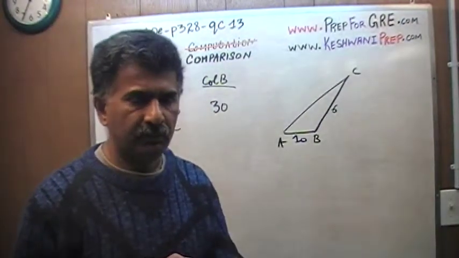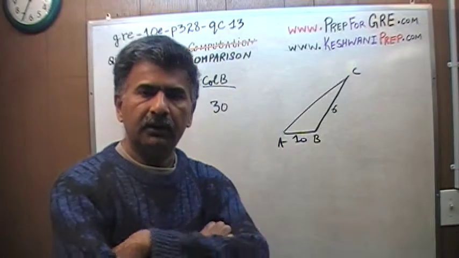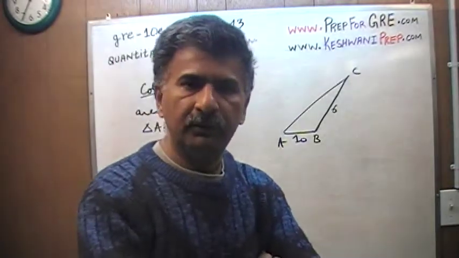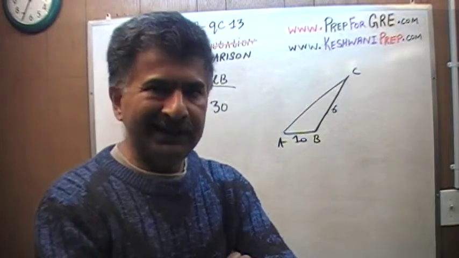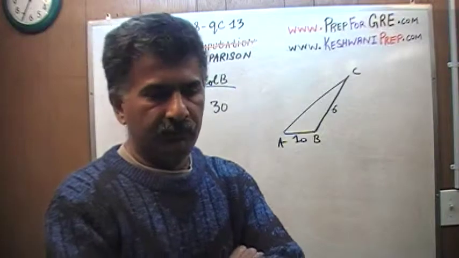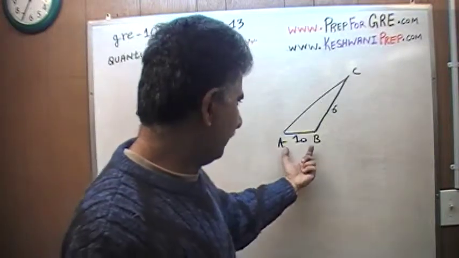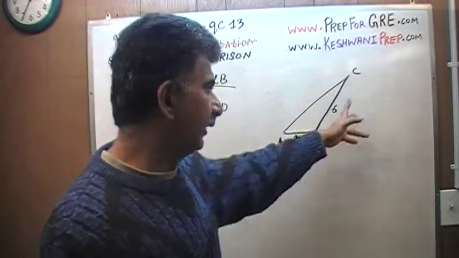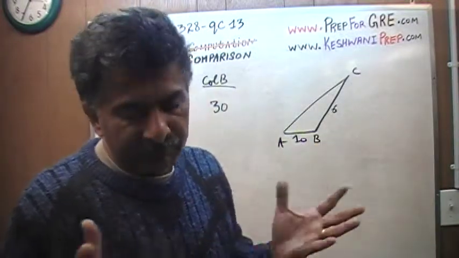This is not your good old days, the exam that you took many moons ago after high school, the SAT. In the SAT, all the pictures that they give you are drawn to scale. So in the SAT, if one line looks shorter than the other line, you can safely assume that this line is shorter than the other line. This is not the case here. These pictures are not drawn to scale.